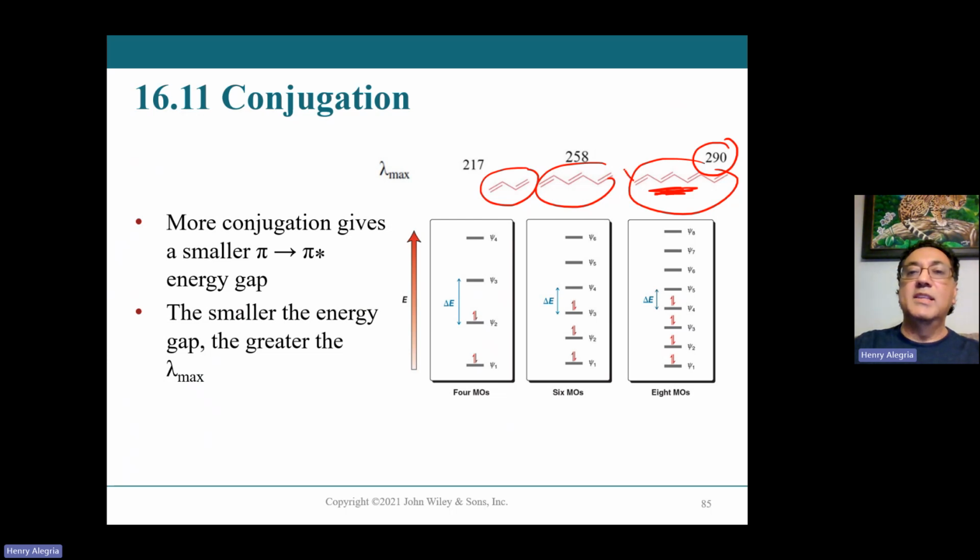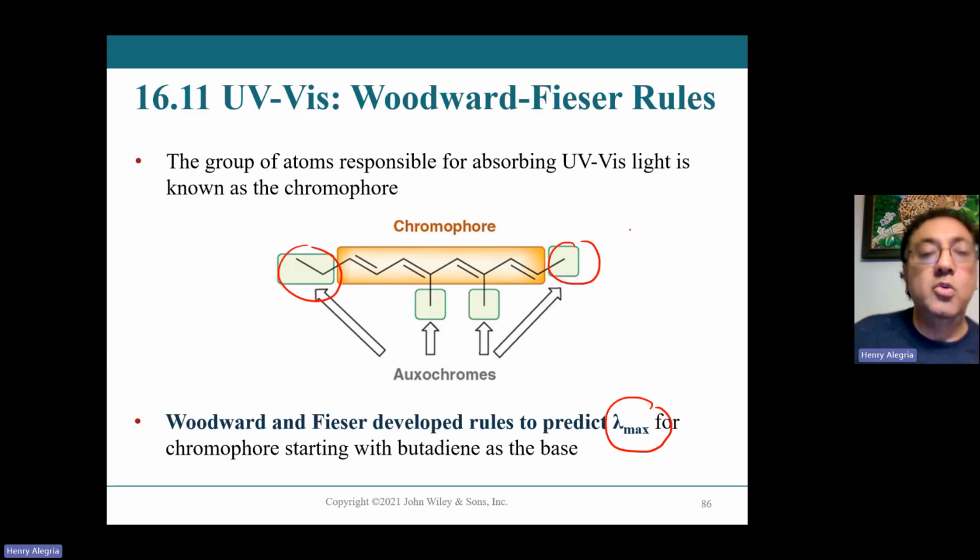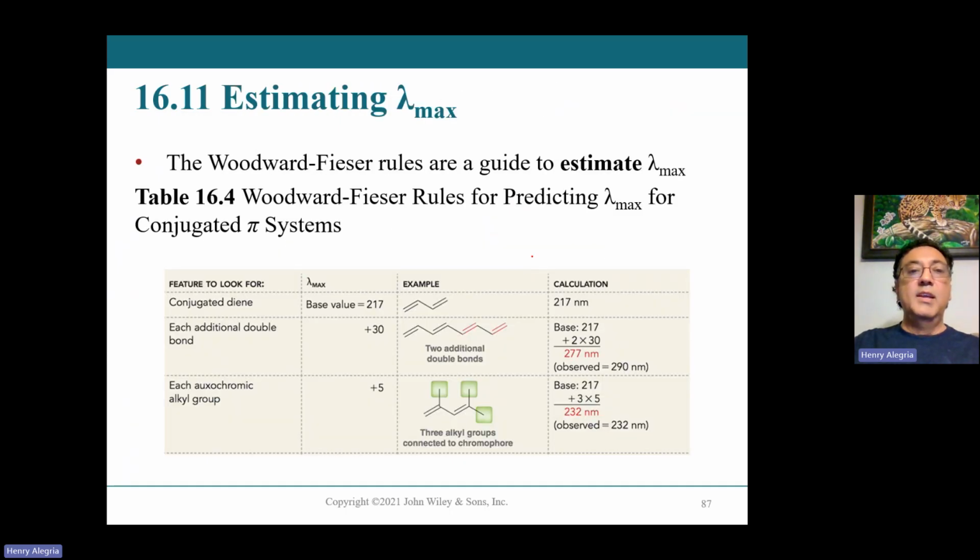What happens when I attach an ethyl group there and a methyl group there, which is what I did here? How does the presence of those things, the ethyl and the methyl group, which are your auxochromes, and in this case, sorry, I didn't see here, another methyl and another methyl, how do they affect the lambda max? So here are the rules.